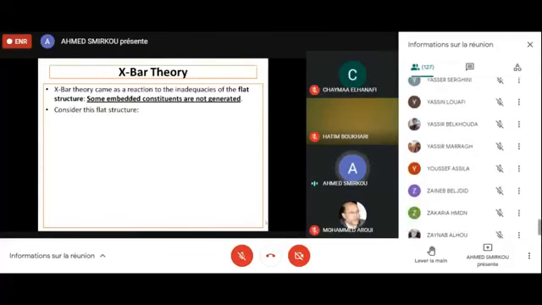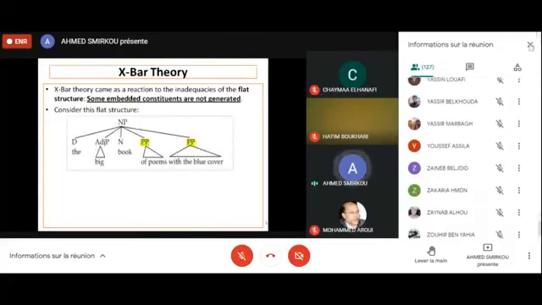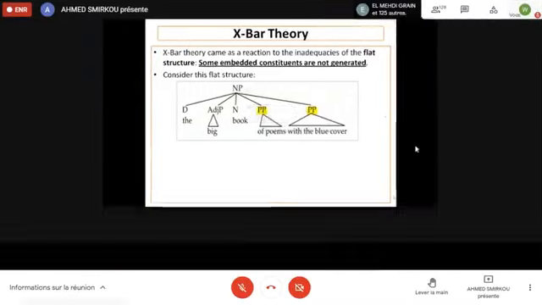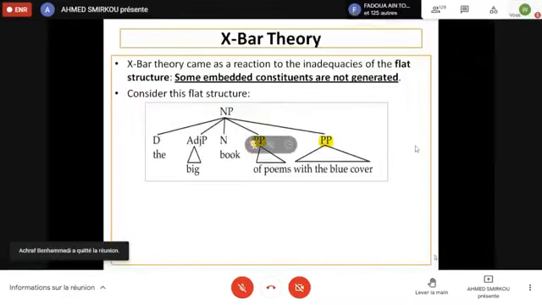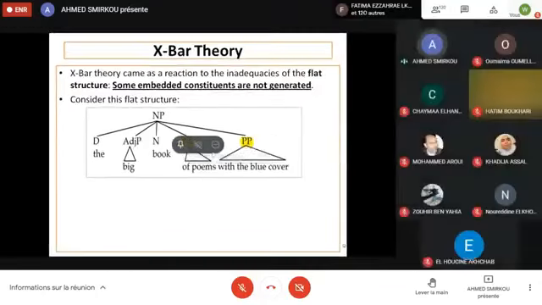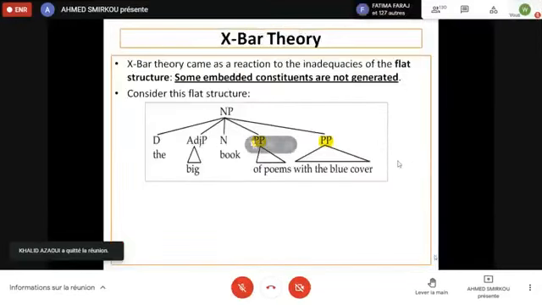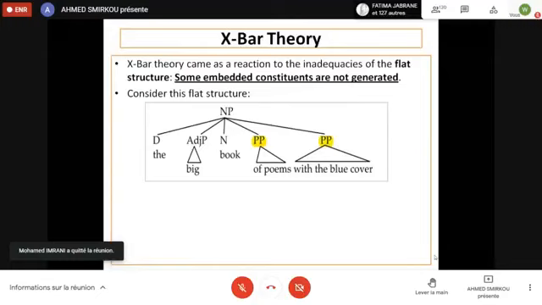Now, consider this flat structure, okay, this tree. Okay, so the big book of poems with the blue cover. So this is the way how we used to generate trees. The NP contains determiner, adjective phrase, noun, the first preposition phrase, and the second preposition phrase. Now, can anyone explain the syntactic functions of the two PPs? Okay, the difference between the first preposition phrase and the second preposition phrase in terms of the syntactic function.